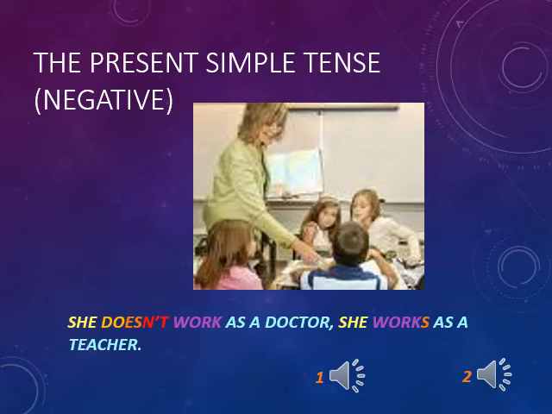Let us read the given example in order to guess the form of the negative sentence. She doesn't work as a doctor, she works as a teacher. Here we have the third person she along with does not, which is the contraction of doesn't, and the base form of the verb work.